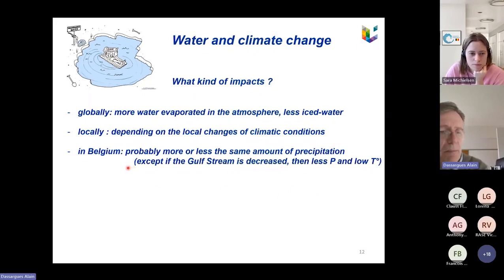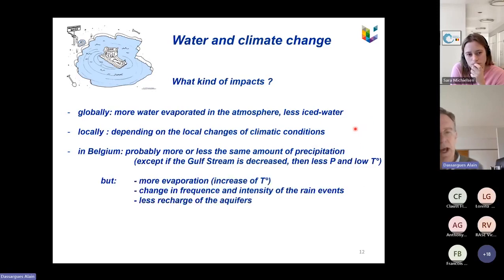But there is a lot of debate about, for example, the Gulf Stream. You know that probably some colleagues are simulating the fact that the Gulf Stream could decrease in the future. In that case, it can be that in Belgium we could have less increase of temperature than in other places, and maybe less precipitation as well. So all those things are really uncertain at the moment. But according to the scenarios until now, we will have more evaporation.